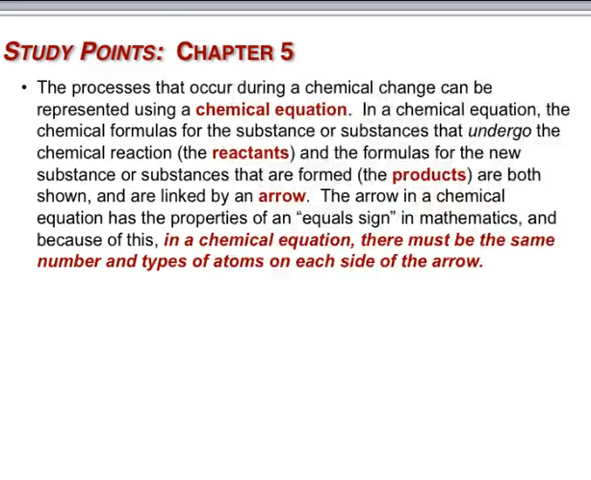On to chapter 5. A chemical equation basically describes a chemical change. We use a special arrow. The arrow has the properties of an equal sign, saying there must be the same numbers and types of atoms on each side. Conservation of mass tells us that this also must be the same mass on both sides.